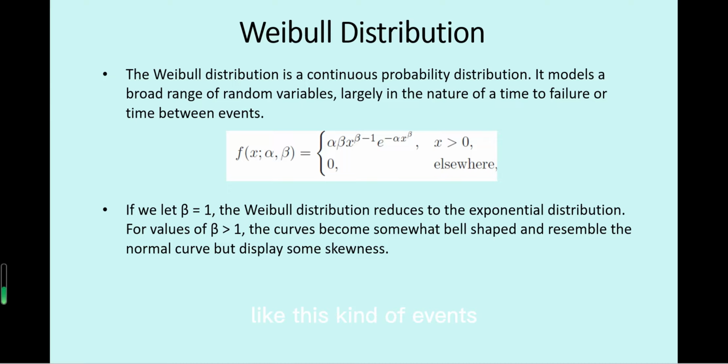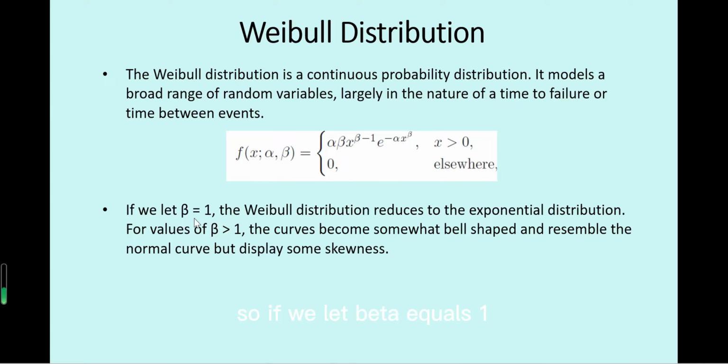of events. And the Weibull distribution's density function is f(x; alpha, beta) = alpha beta x^(beta minus 1) times e^(minus alpha x^beta), for variable x larger than 0. So Weibull distribution is also only for positive random variables.